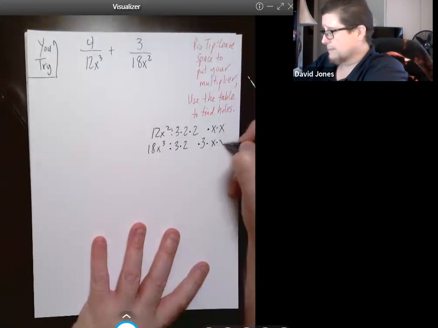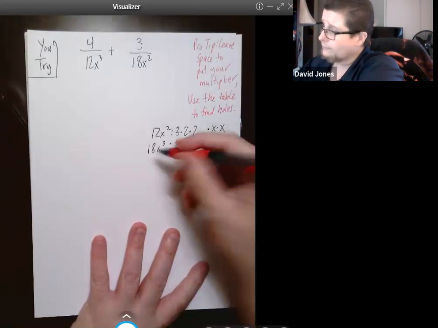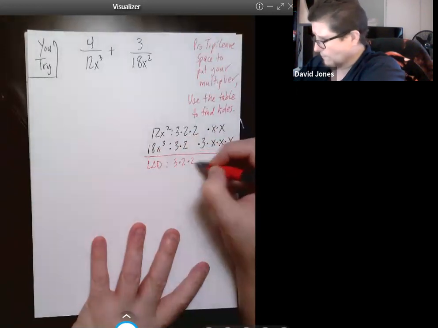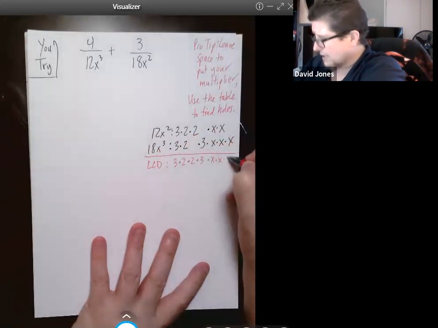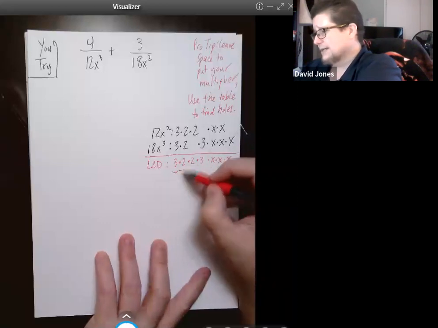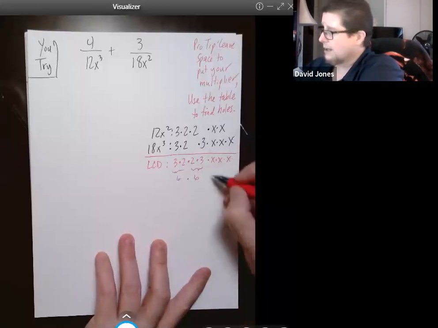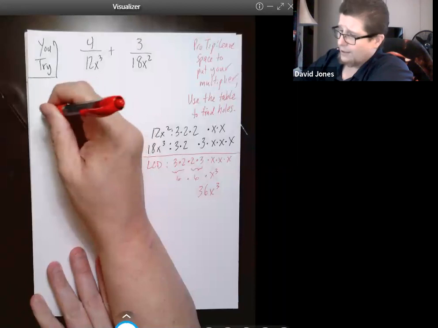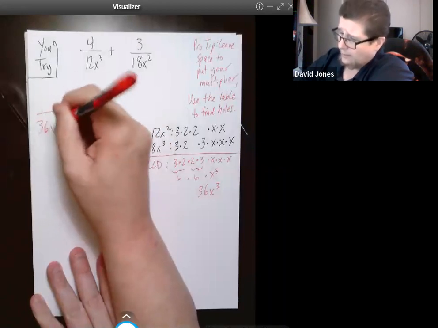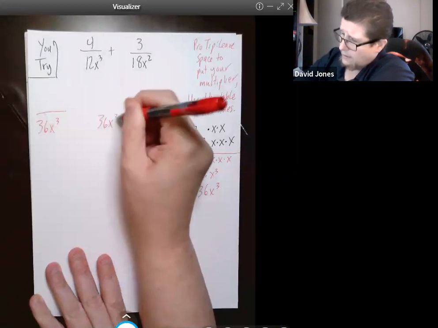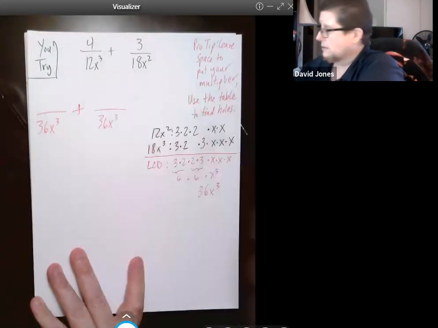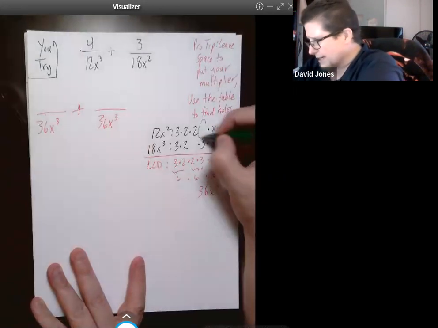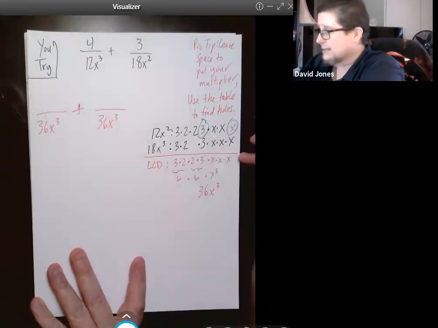There's 2 on top and 3 on bottom. My LCD is 1 from each column. This is 6 and 6, so 6 times 6 times x cubed, 36x cubed. I should end up with 36x cubed on the bottom of each. And the whole for the 12x squared is missing a 3, and it's missing the x.